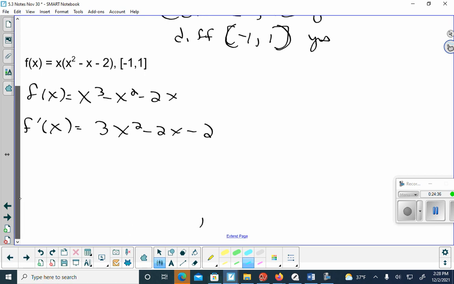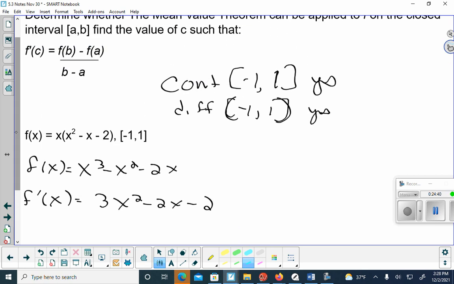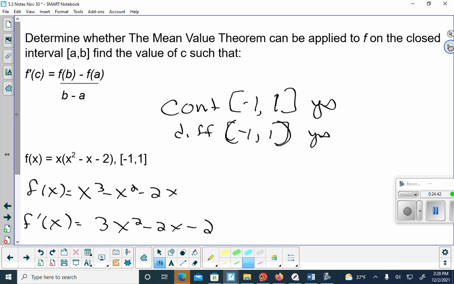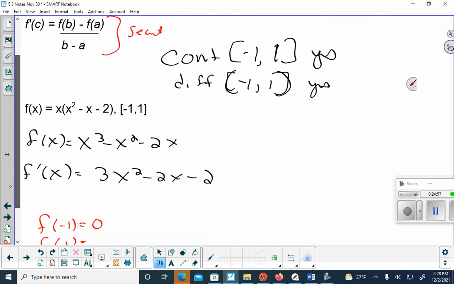That's so bad. All right, so here I have my derivative. I'm just going to let it sit there. Now I'm going to have to find the slope of the secant line because I'm doing mean value theorem. So this is the slope of the secant line, yes? Secant line. So now I have to find f of -1. So f of negative 1 is equal to 0. F of 1 is equal to negative 2.